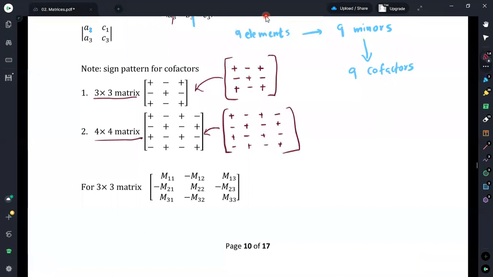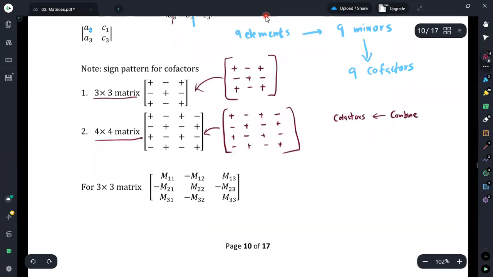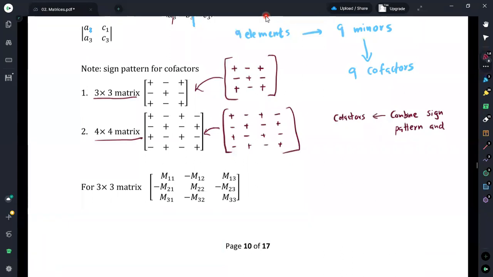Now what we can do is to obtain the cofactors. To obtain the cofactors, we can combine the sign pattern with the minors that we have obtained previously. To obtain the cofactors, we have to combine the sign pattern and the minors obtained.